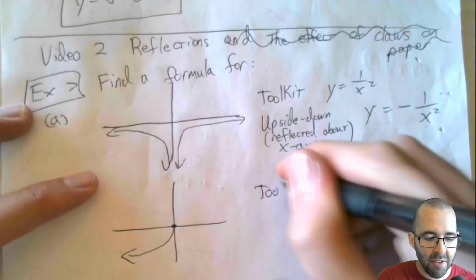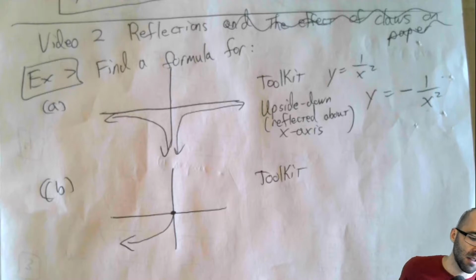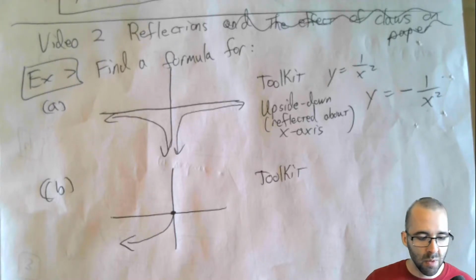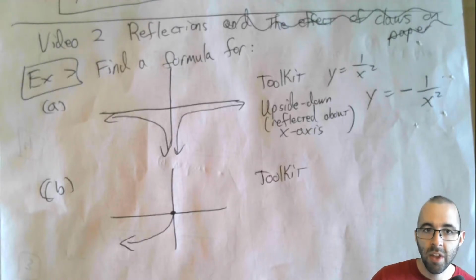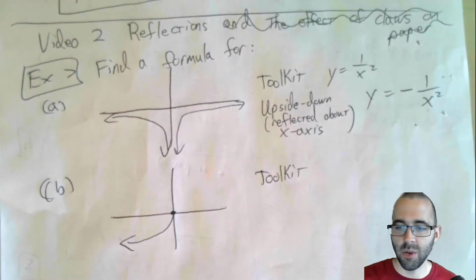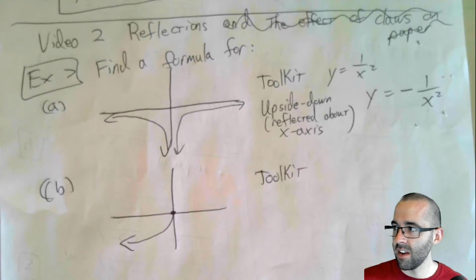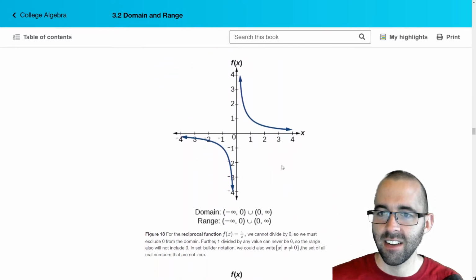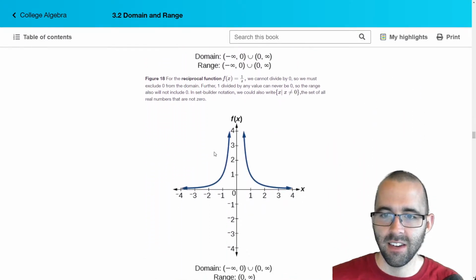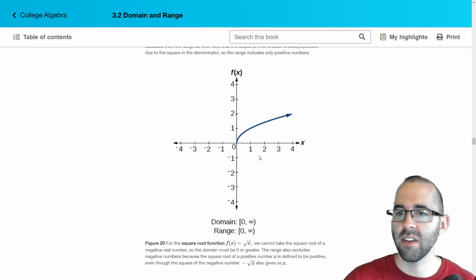First off, we have to identify the toolkit, and then what transformations are getting applied to this. So it looks kind of like, maybe you don't know. Go back to 3.2. Which one of these does it look like? That looks like this, but it got flipped around.